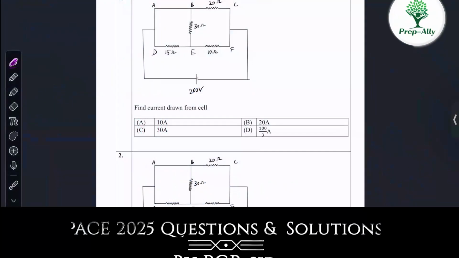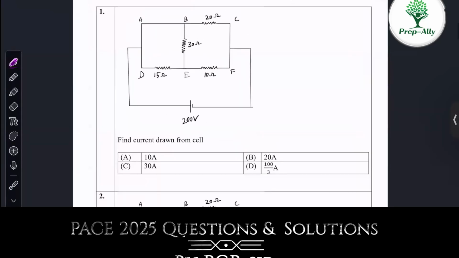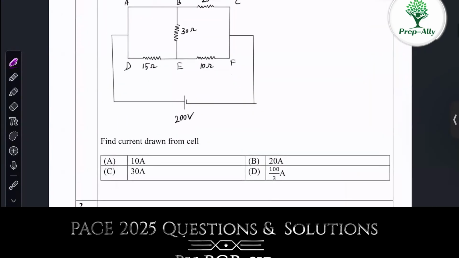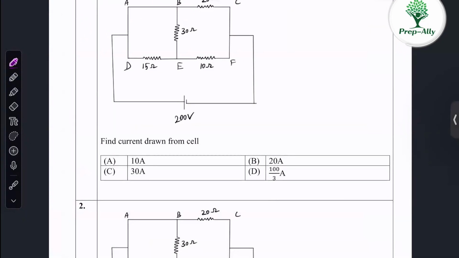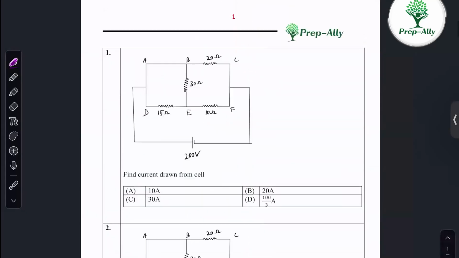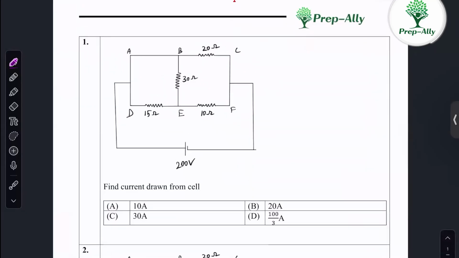So we'll discuss the solution to this test paper. The first three questions are comprehension based. Here the circuit is given, and you have to find what is the current through the cell.